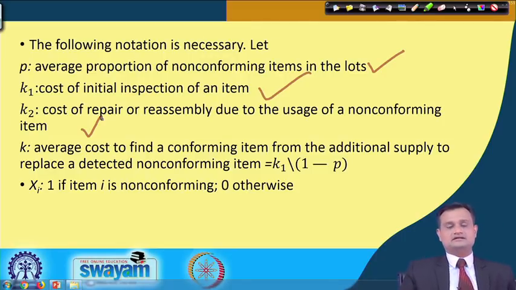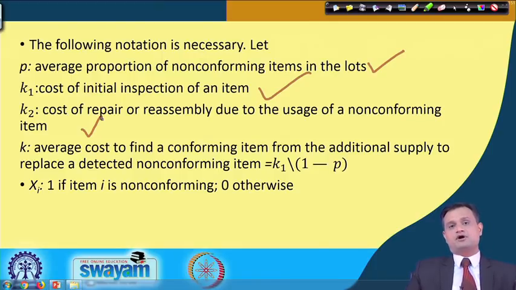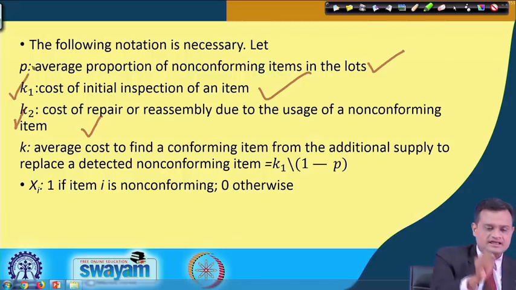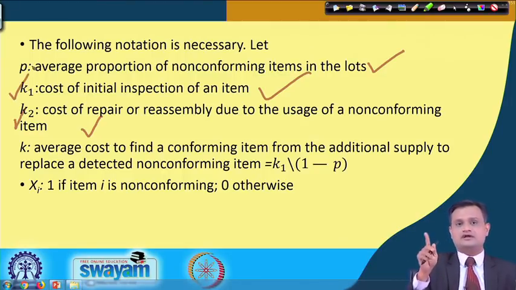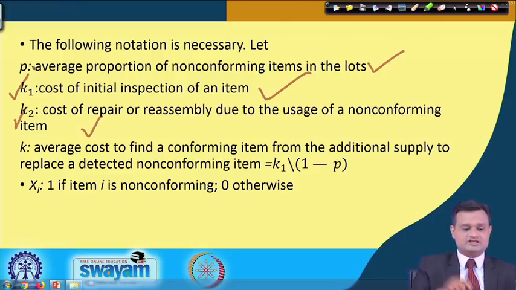Do you get the idea here? Now let us say you have fitted the item into the product and because of that either there is a problem in the performance of the product and you need to repair it, or let us say you need to reassemble it. So altogether there is a value addition which is required, and this is the component which is something very interesting that Deming has considered. So this is my K2. K1 is the cost of initial inspection, K2 is the cost of repair or reassembly of the product due to the usage of a non-conforming item. So this is something which is very special.